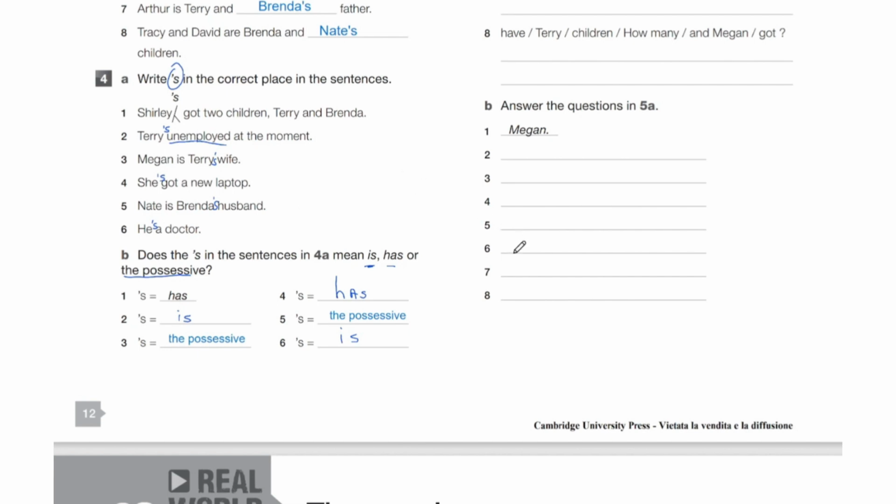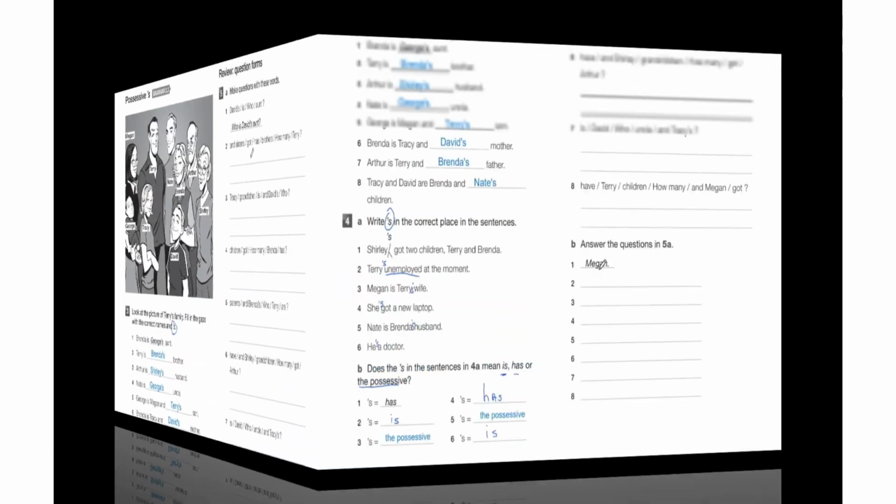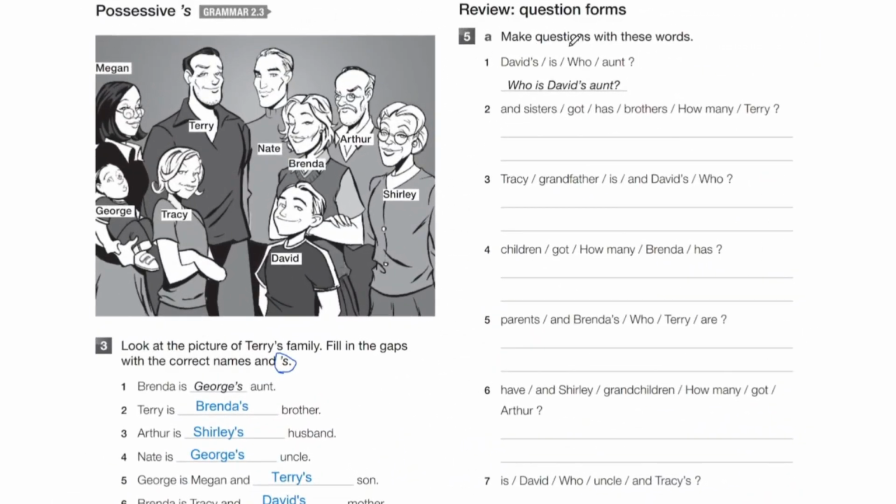Now we're moving to exercise 5. So exercise 5, as you can see, we need to make questions with these words. The words are mixed up, so we need to put them in the right order. Like number 1, who is David's aunt? Number 2, as you can see, the capital letter is H. So how many brothers and sisters has Terry got?